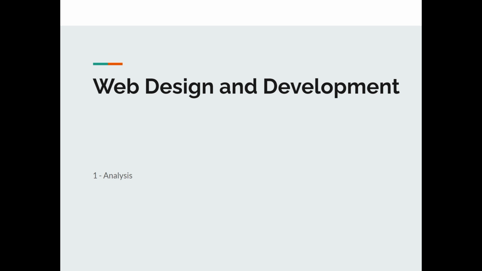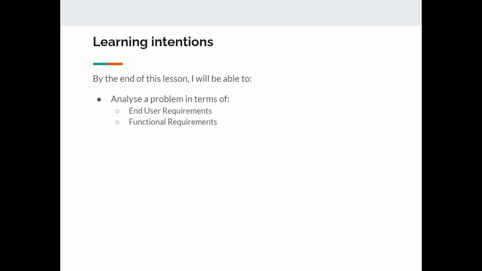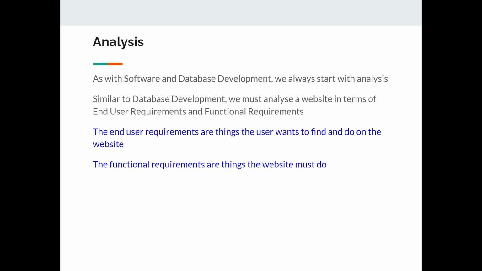Today, it's analysis. It's very similar to the National 5 analysis. You're looking at end-user requirements and functional requirements. We always start with analysis, and when it comes to websites, you need to figure out what the website needs to do and what users want from it.